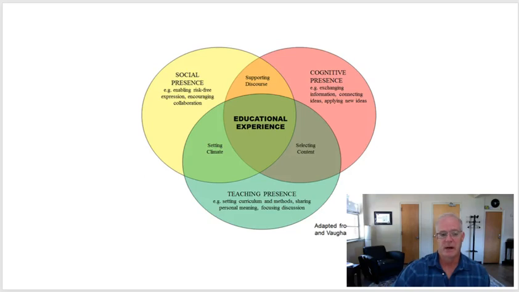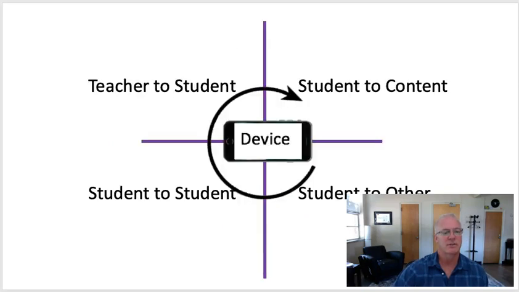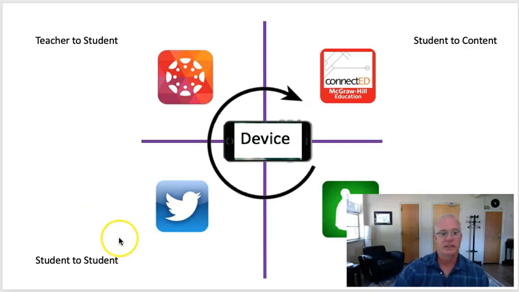A model that I use in my design is the Community of Inquiry model, and that is the social, cognitive, and teaching presence, and how that all works into the educational experience. Let me tell you what I've done with it. I call it the COI plus one. I've kind of tweaked it. I look at the device or the platform that is being used, and then how the relationships of teacher to student, student to content, student to student, and then student to other are formulated, but also designed for throughout the learning experience. Let me give you an example.